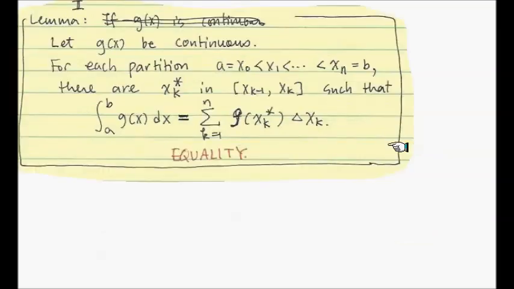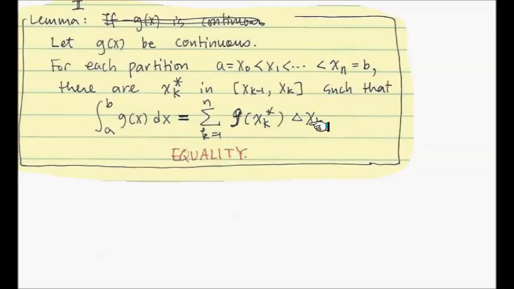This is an interesting part, and this is the main motivation that we decided to present this here. So let's look at this. g is a continuous function, and we have a partition of the interval from a to b. It's not a uniform partition, just an irregular partition. Then I'm claiming that there exist points xk star, from each of these intervals, such that if you compute this type of Riemann sum, it's going to be equal to this integral.